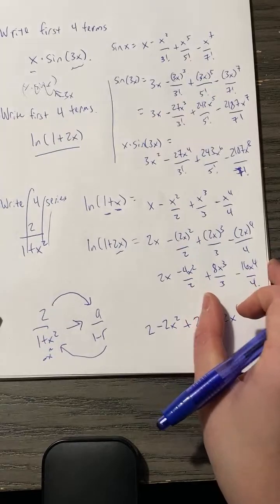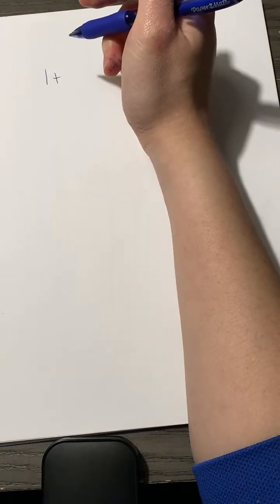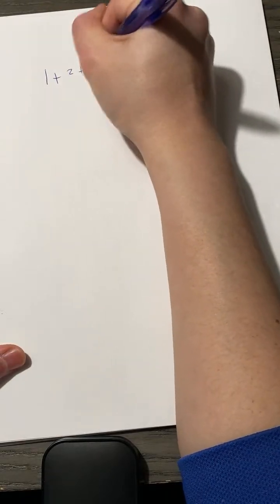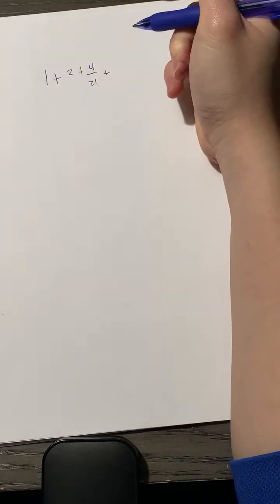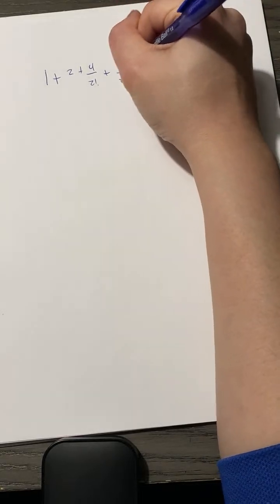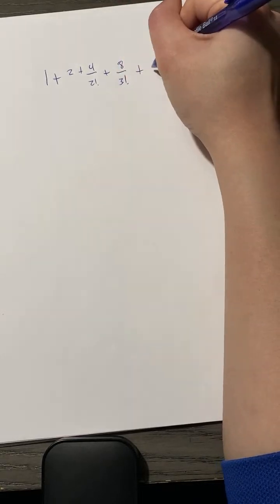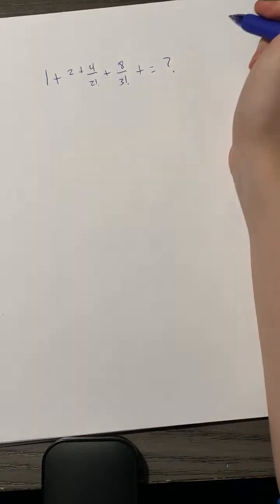I was going to do 2 quick multiple choice questions that some people struggle on, which is sort of the reverse. When they give you a Taylor series, like 1 plus, let's just do 2 because it's the easiest number, plus 4 over 2 factorial plus 8 over 3 factorial. And they'll just say, what is the series? Or they'll even just write equal, question mark.